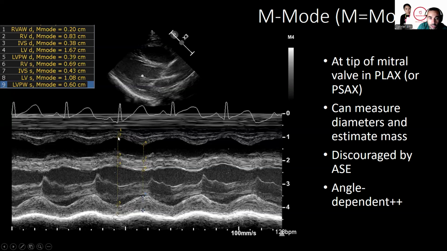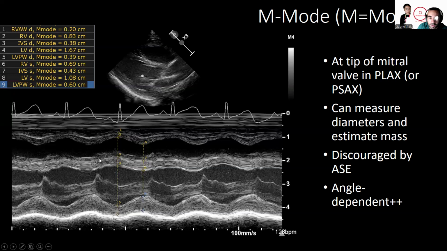The first diameter is the RV anterior wall. Then you get your RV diameter, which is here in diastole. Then you get the septum in diastole, which is here. Then you get your LV diameter in diastole, and then you get your LV posterior wall diameter in diastole. Then you can obtain the same measurements in systole.